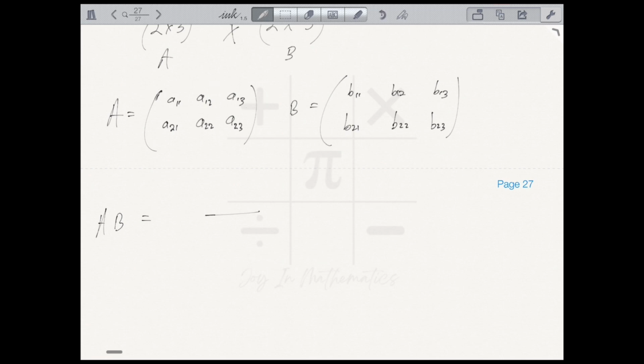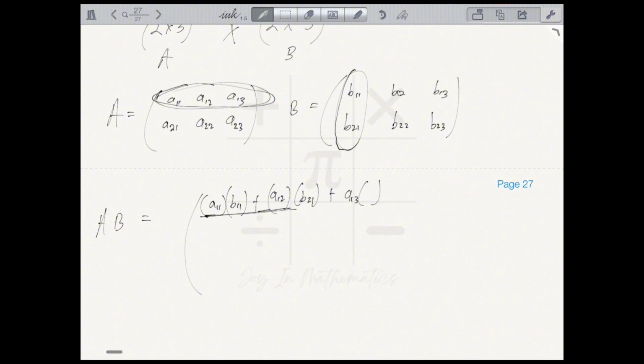So when we want to evaluate the first row and the first column of the result, we multiply the first row of A by the first column of B. Let me repeat that. We want to evaluate the first row, first column. So we multiply the first row of A by the first column of B. So this is A11 multiplied by B11 plus A12 multiplied by B21 plus A13 multiplied by what?